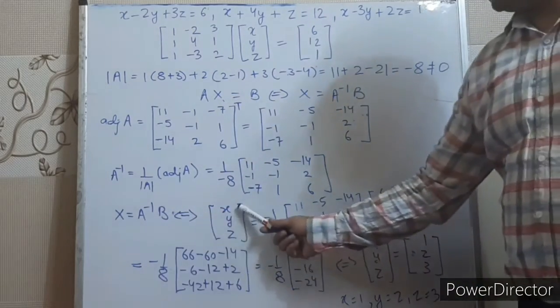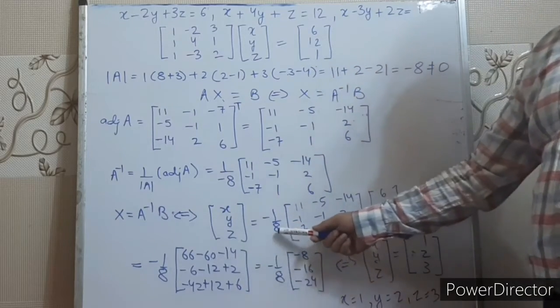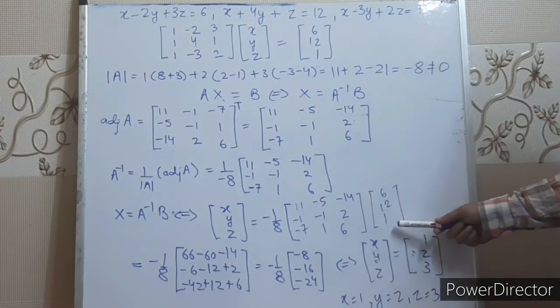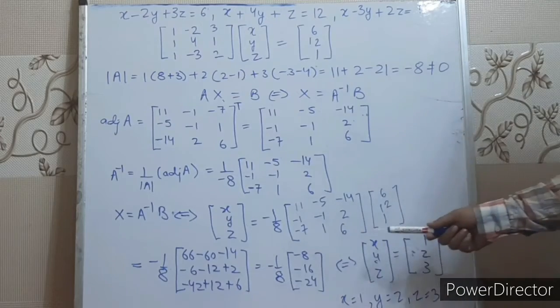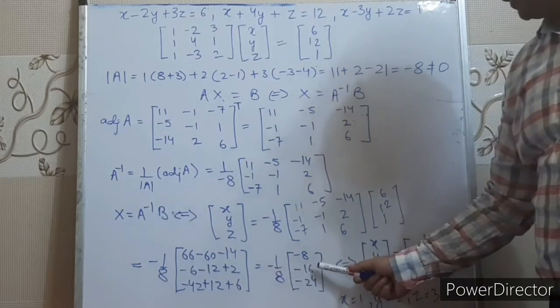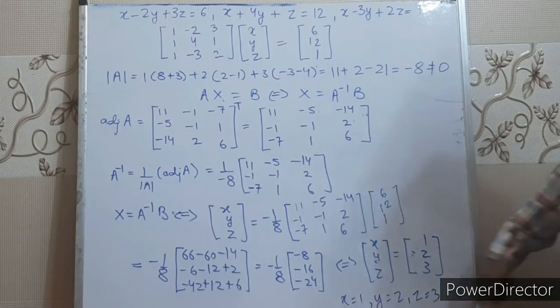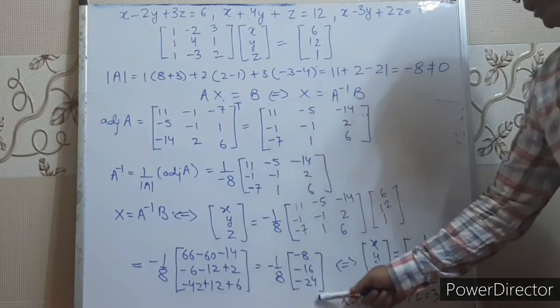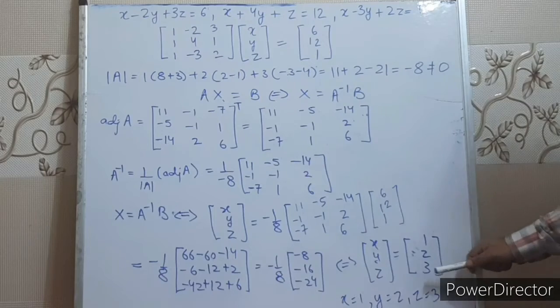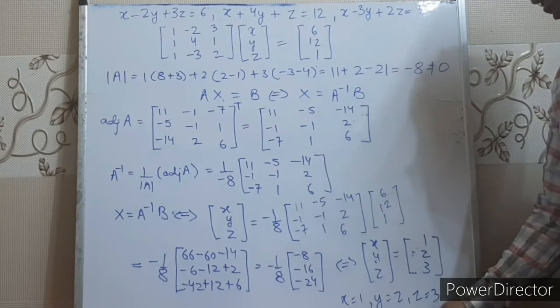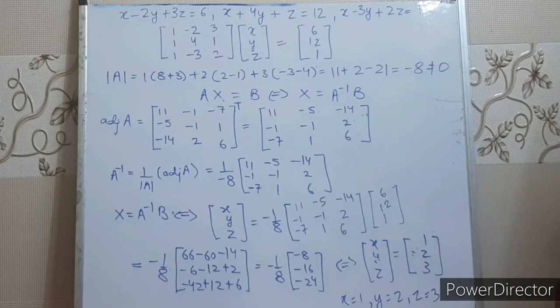This implies that the X matrix, x, y, z, equals A inverse into B. So when you multiply these two matrices, we'll get the matrix -8, -16 and -24. Right children? And when you multiply -1 by 8 to each term, we'll get 1, 2, 3. When you equate these two matrices, we'll get the values of x, y and z, which is x equals 1, y equals 2 and z equals 3. Right children? Please note down.